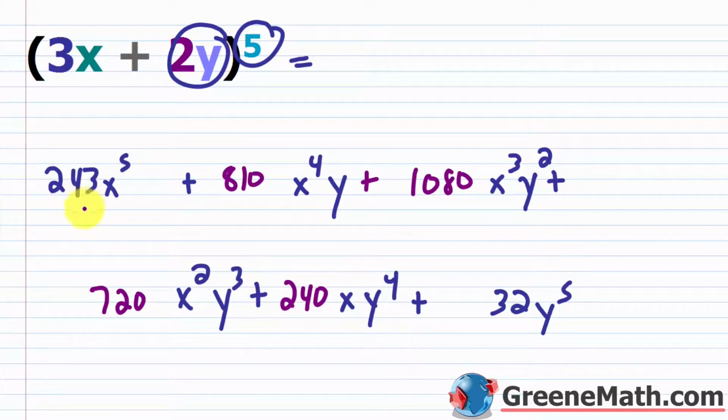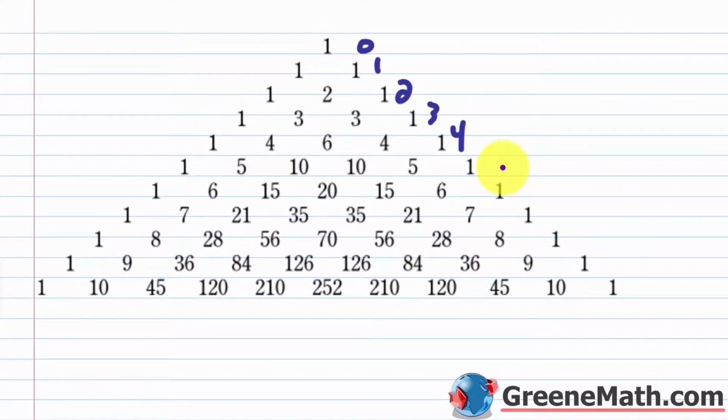So we get 243x to the 5th power plus 810x to the 4th power y plus 1080x cubed y squared plus 720x squared y cubed plus 240x y to the 4th plus 32y to the 5th power. Now again, if you wanted to use this row here, row 5, that's fine. You have 1, 5, 10, 10, 5, and 1. Again, what we just saw.